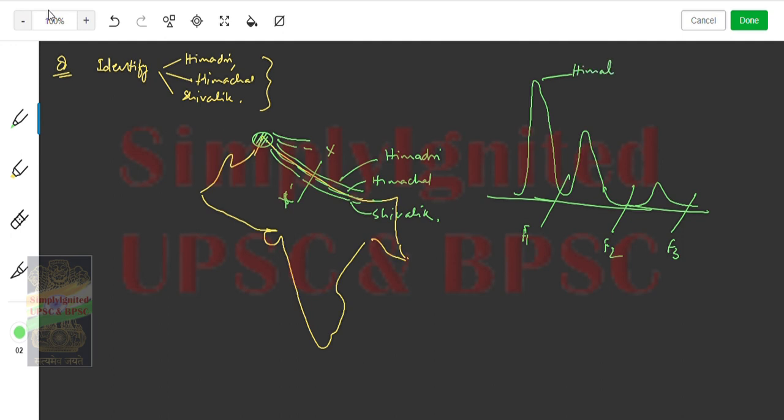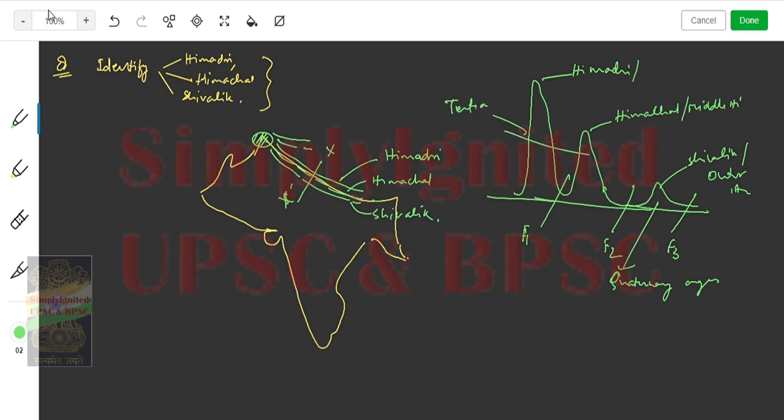The geography is here. Himadri, or inner Himalayas, as we say. Himachal, or middle Himalayas, and this is Shivalik, outer Himalayas. Okay, this is formed in quaternary ages, and these two in tertiary. Just know this thing. This is the frontal fault. Okay, fine. So you have the answer to yesterday's question.